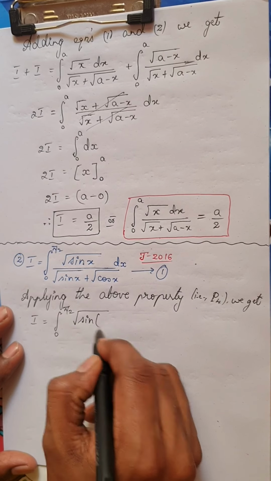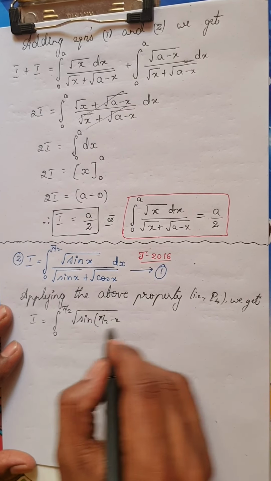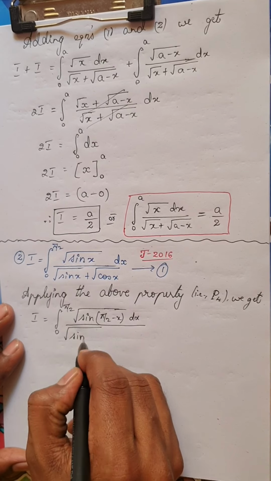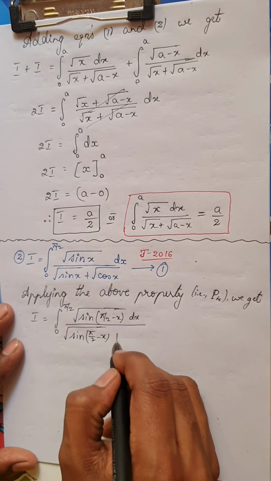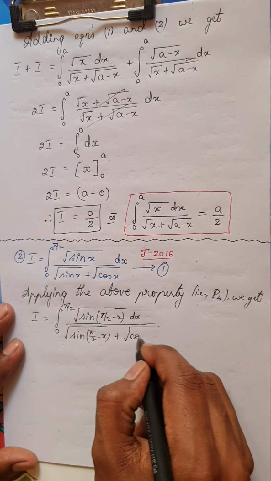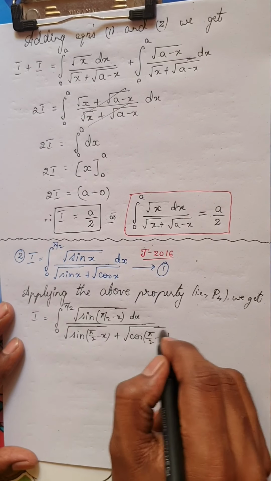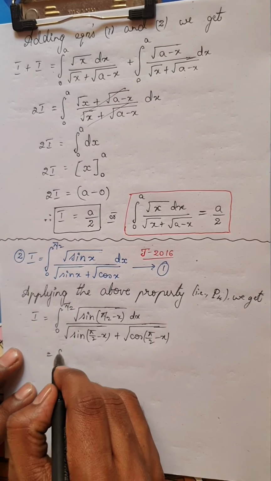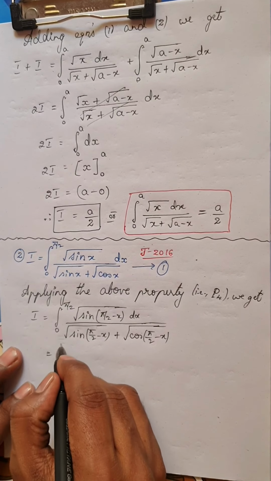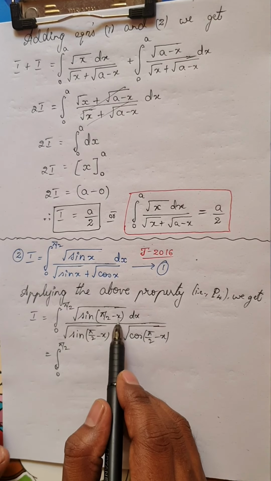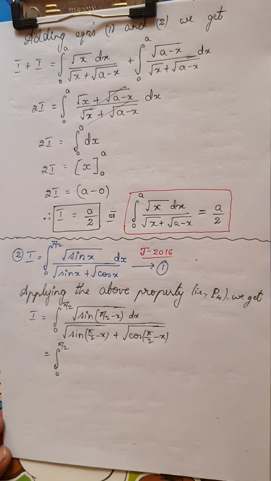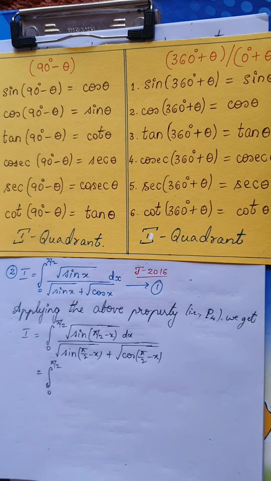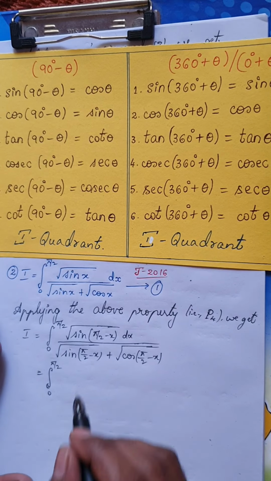Please be careful. So, this is root of sin of pi by 2 minus x dx divided by root of sin of pi by 2 minus x plus root of cos of pi by 2 minus x. So, I have used the property and see what happens. Now, I am going to use the integration concept here, 0 to pi by 2. Now, what happens to sin of 90 minus x or cos of 90 minus x? Using the above property, sin of 90 minus theta would be taken as cos theta. Similarly, cos of 90 minus theta can be written as sin theta.